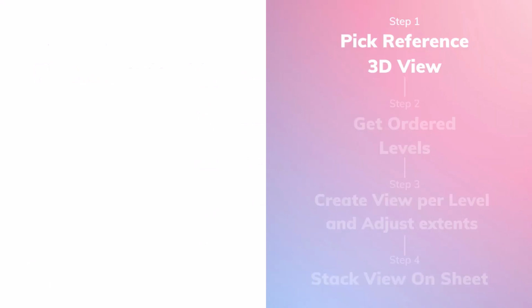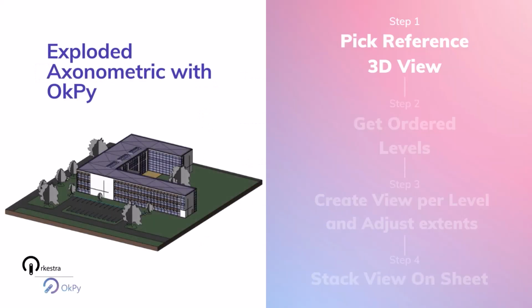The steps for this video will be to first pick a reference 3D view where we set our extents and our angle. It just is nicer to set it up through the Revit UI and then use that as a reference to build the rest of the views.